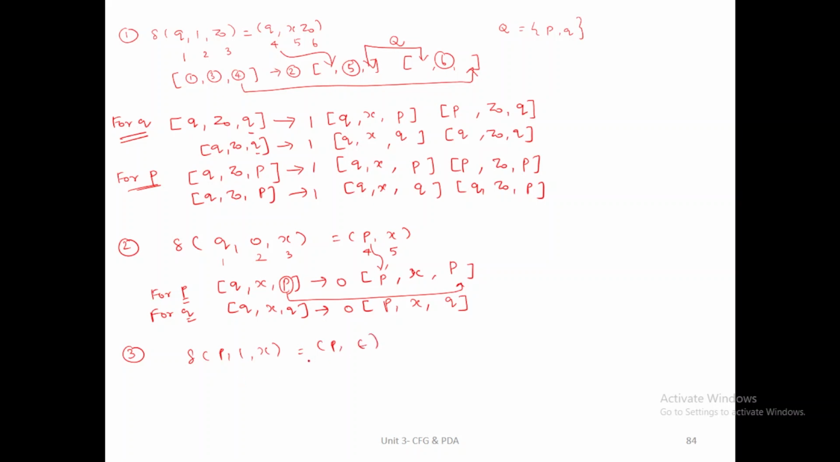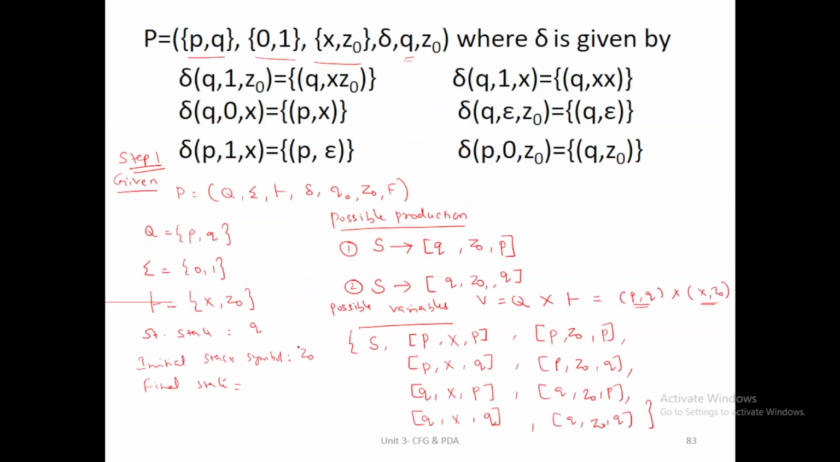So this comes under type 3. So this is type 1. Second transition function is like type 2. Third transition function is like type 3 format. So I write directly 1, 3, 4 implies 2, 5. 5 is epsilon. So I am writing as it is. Okay. Then you check the next one.